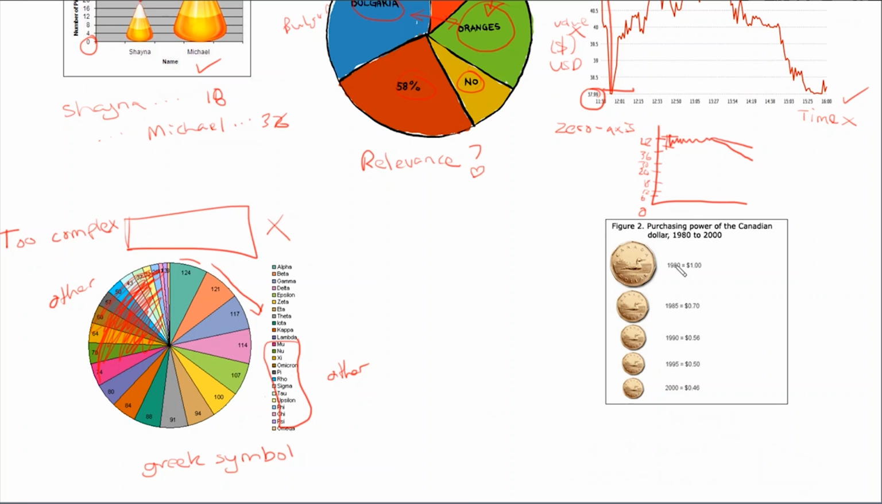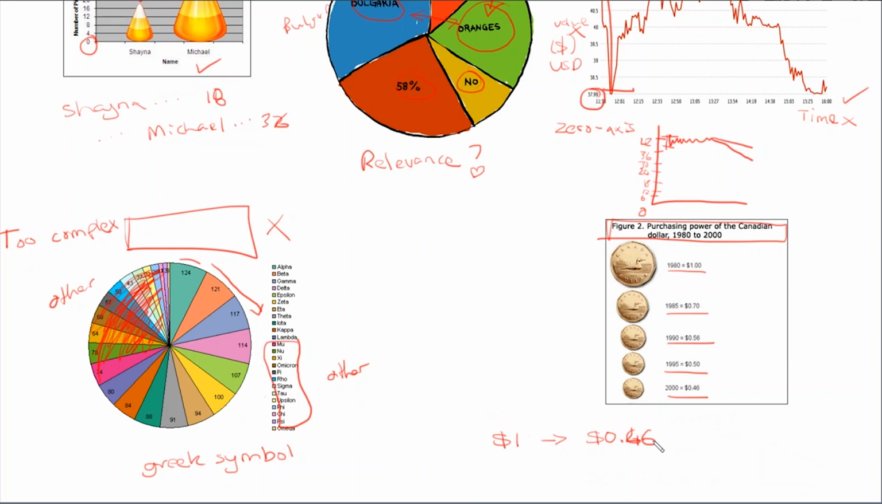Now, the last thing, we're dealing with a pictograph here. Well, good. Look at that. It has a title. Pictographs don't really need axes. So what we're looking at here is the change. It's gone from $1 to 70 cents to 56 cents to 50 cents to 46 cents. So you would say that the change has gone from $1 to 46 cents, right? That's the overall what it's trying to represent.